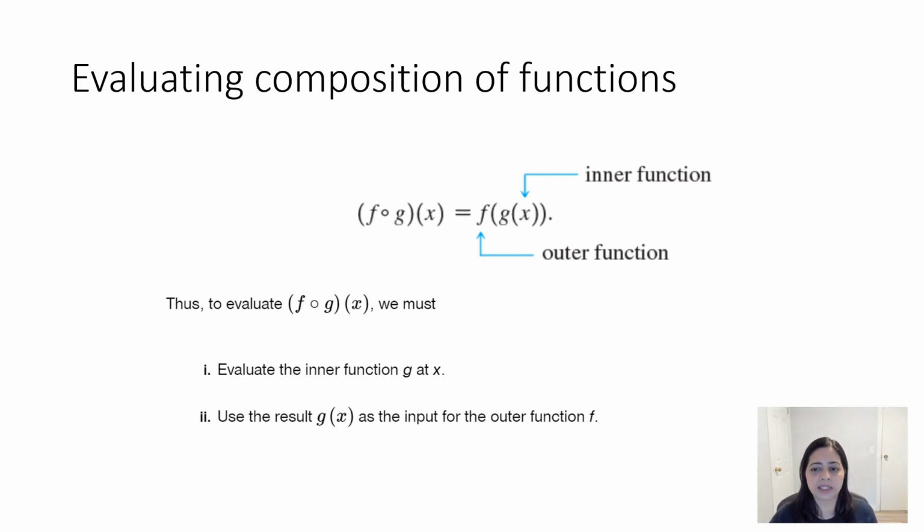Before doing the example, we do have a notation, or I would say terminology, associated with it. This becomes very handy if you remember f and g in terms of inner and outer function. And it's very easy. There's nothing hard to remember about it. So see, f of g is defined as f of g(x). Now g(x) is known as the inner function and f(x) is known as the outer function.